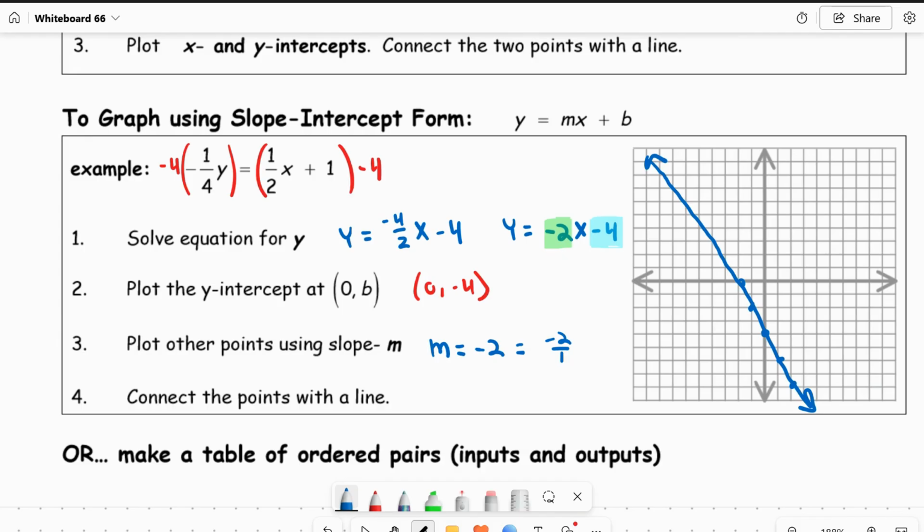The last way that you can graph is by making a table of x and y values, or inputs and outputs, but that process is far more tedious than the other two that I just showed you.